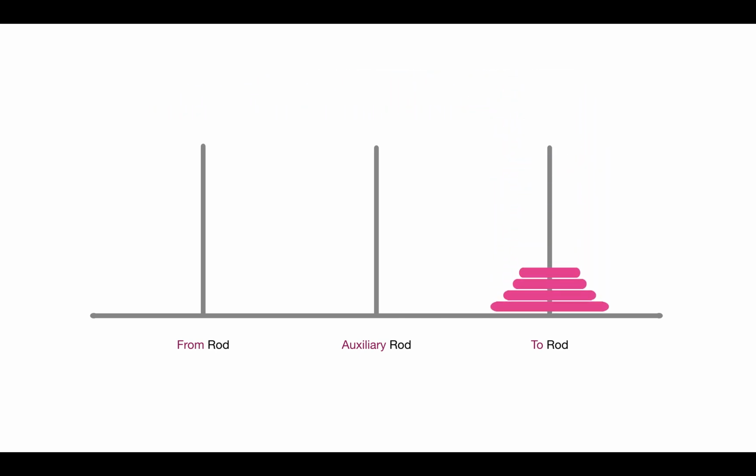But while doing so, there are certain rules that must be followed. Only one disc can be moved at a time. Each move consists of taking the upper disc from one of the stacks and placing it on the top of another stack or on an empty rod. No larger disc may be placed on top of a smaller disc.